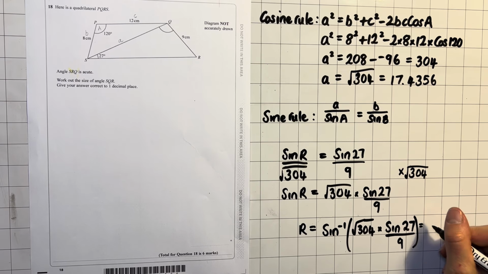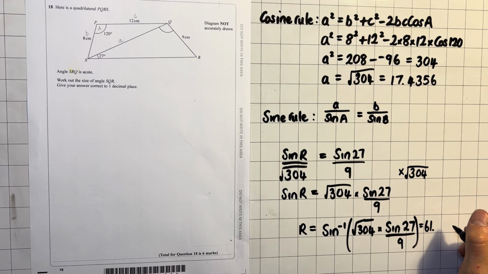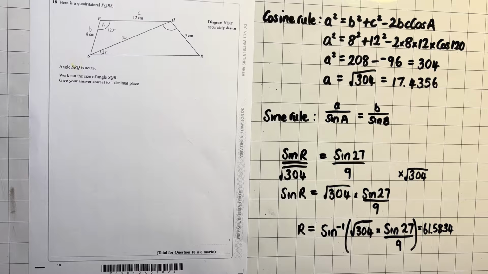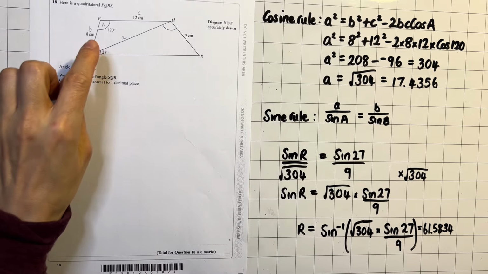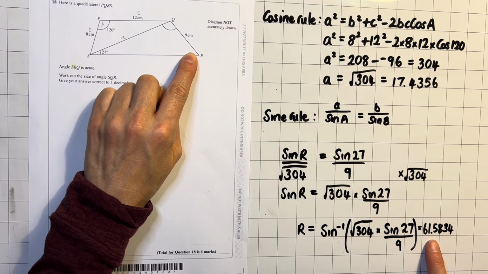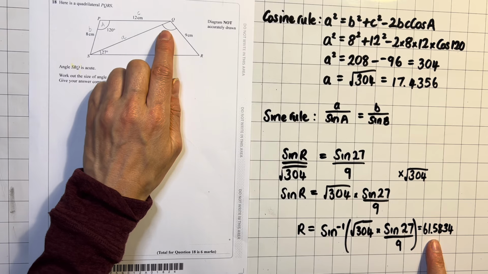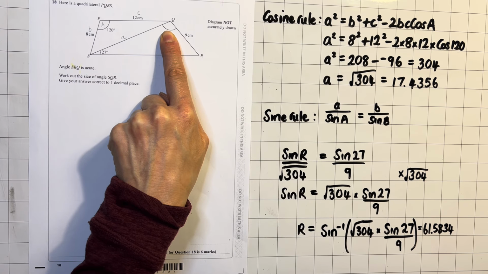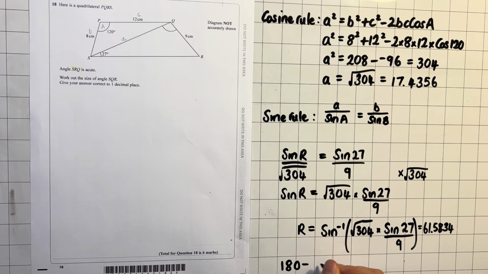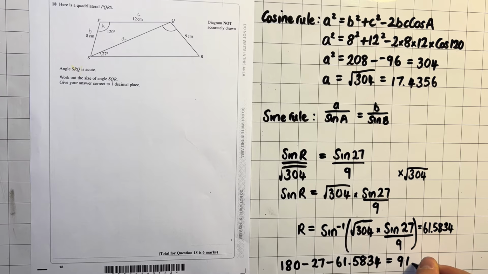This will give us an angle of 61.5834. And as we know, the angles in a triangle sum to 180, and we know that this angle is 27, and we've now worked out this angle is 61.5834, we can work out the angle SQR, which is what the question is asking for. And this will give us an answer of 91.4 to 1 decimal place.